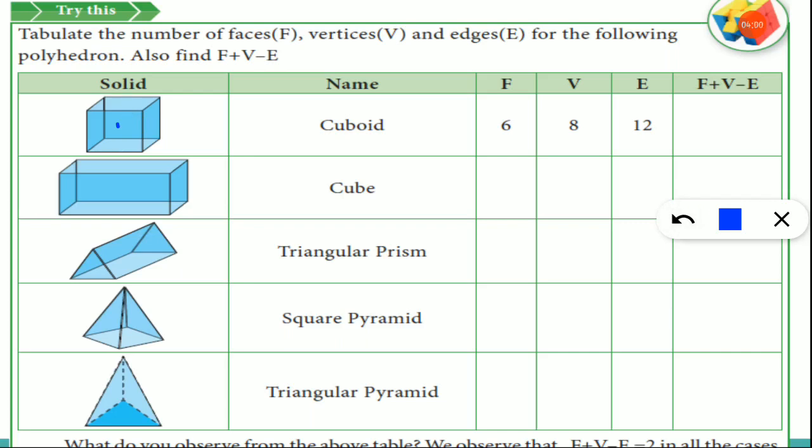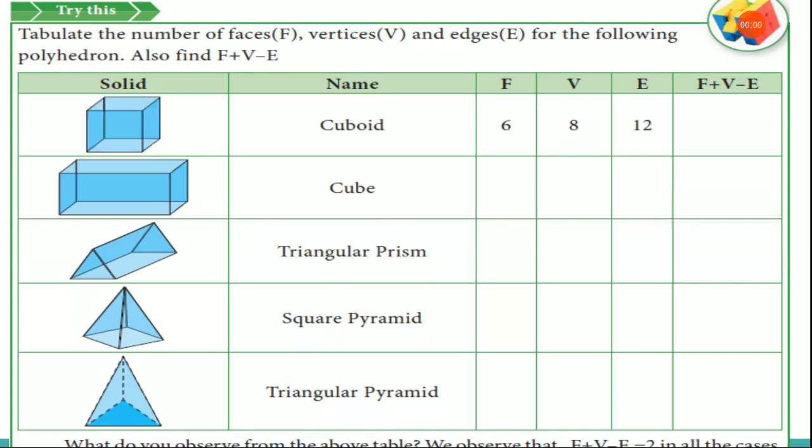When two faces join, it is called an edge. So, this is one edge. This is another one, 2, 3, 4, 5, 6th one, 7th edge, 8th, 9th, 10, 11 and 12th edge. Clear? So these are the 12 edges.